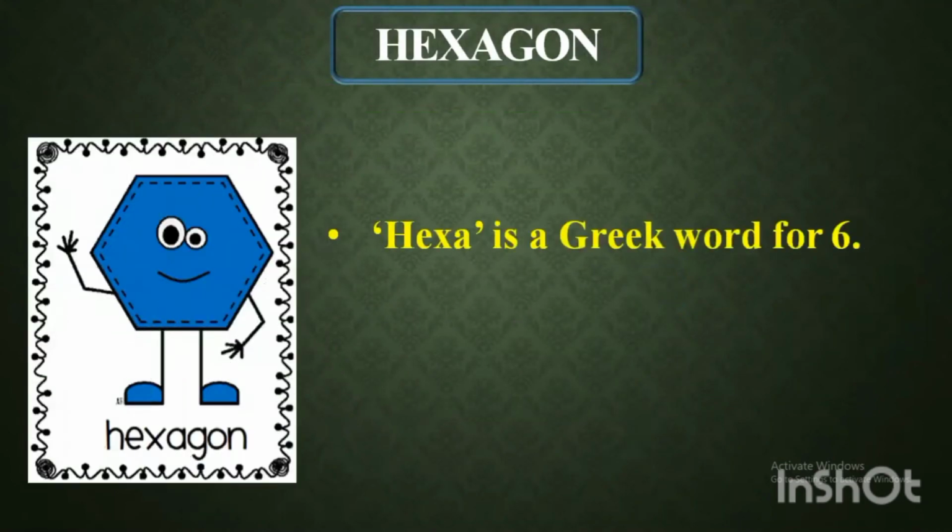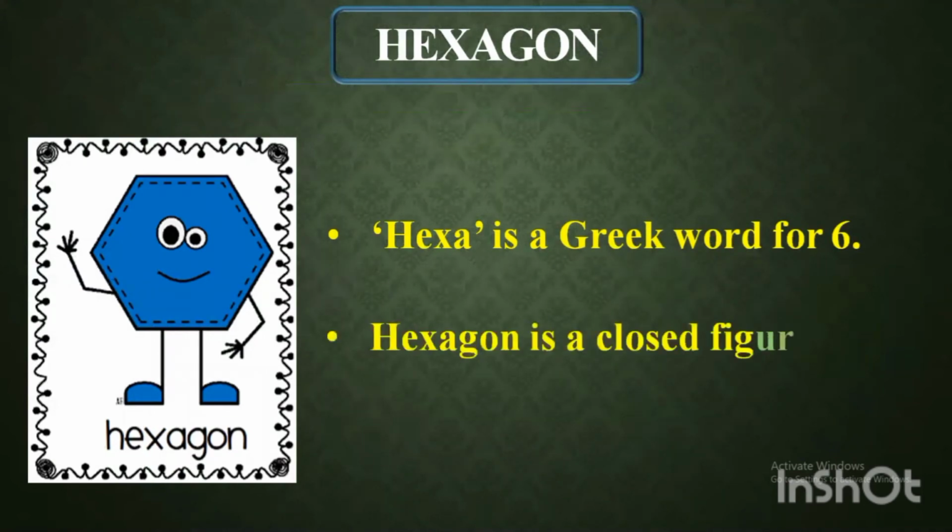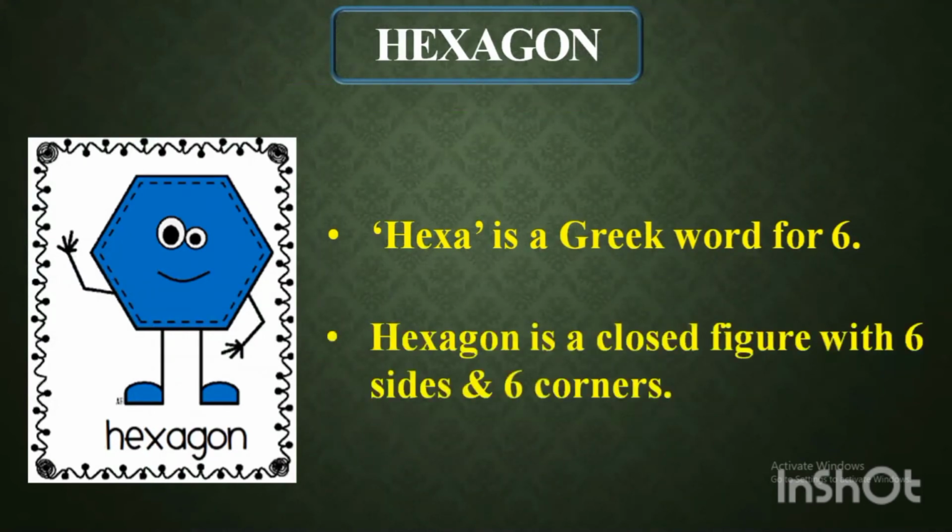Hexagon. Hexa is a Greek word for 6. Hexagon is a closed figure with 6 sides and 6 corners.